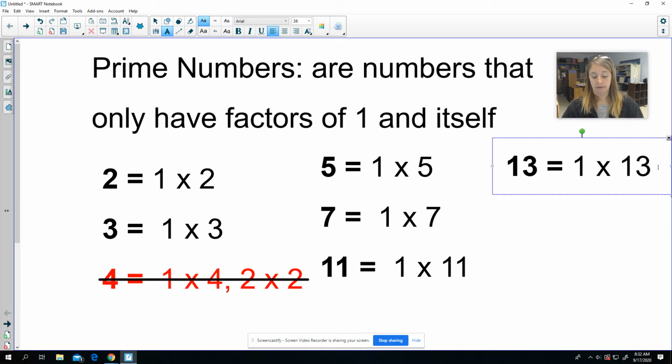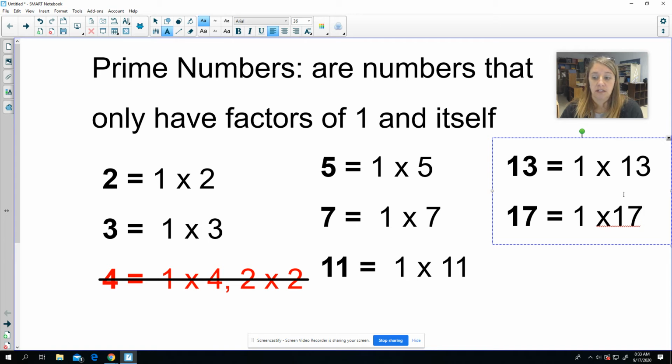14, not a prime number. 15, not a prime number. 16, not a prime number. And then we have 17. Now there are more prime numbers, but these are the most common that you will see in your work.